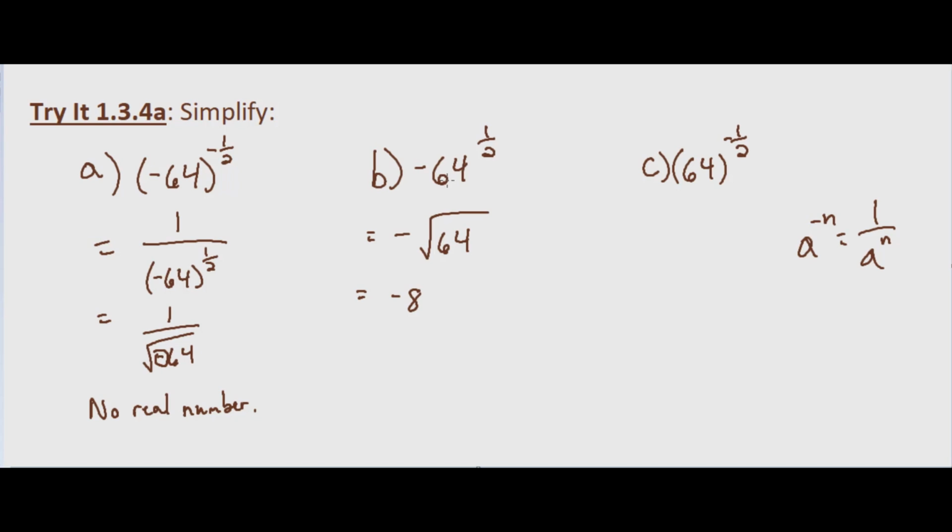So negative 64 to the 1/2. The exponent is not applied to the negative, and therefore it stays outside the radical, and we can take the square root of 64, and the solution ends up being negative 8.